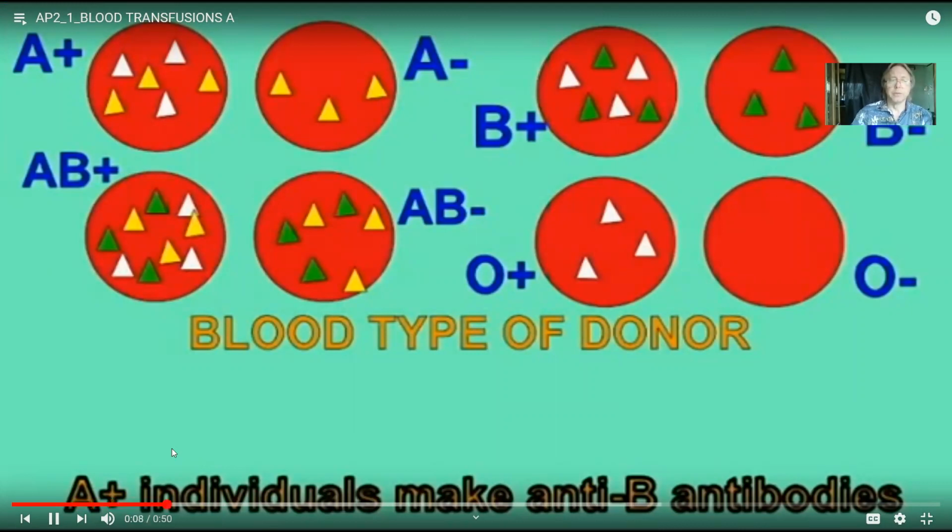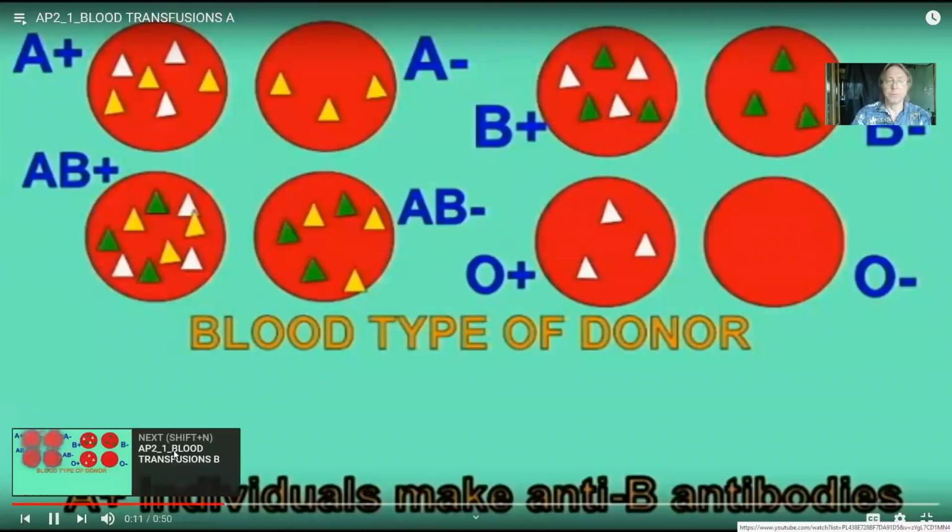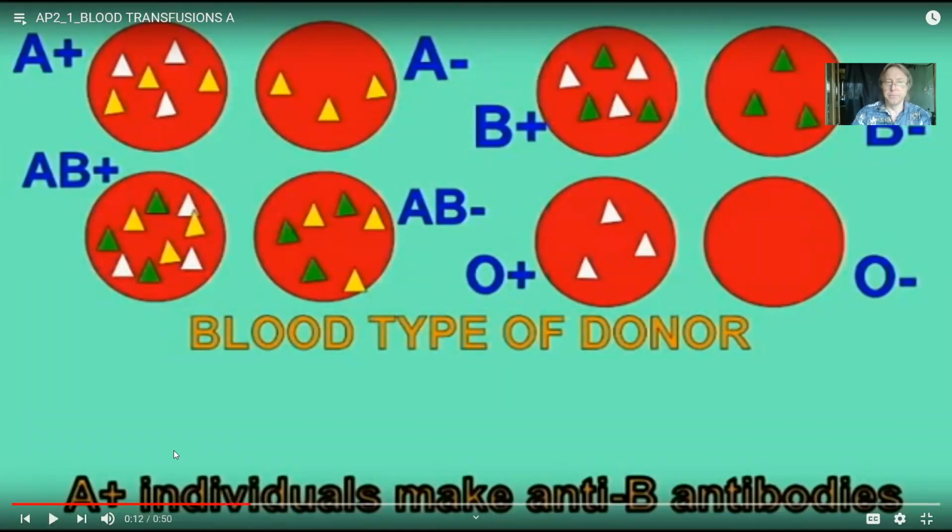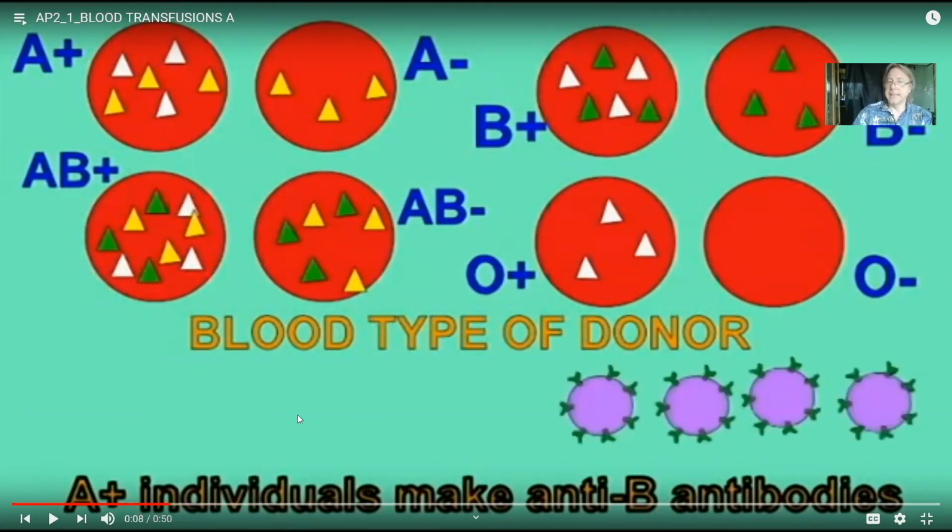So if the recipient is A positive, once again, that's the recipient, you ask, what antibodies would a recipient who's A positive make? And the answer is obvious. They can't make anti-A, because that would mean they would attack themselves. They can't make anti-Rh because they're A positive. They have the Rh factor. So all they would make is anti-B. So a recipient who is A positive would only make anti-B antibodies.